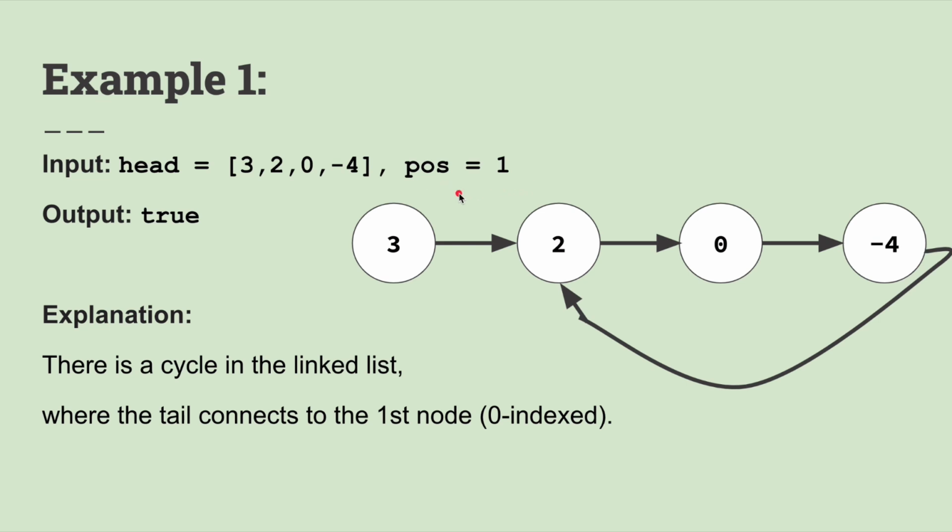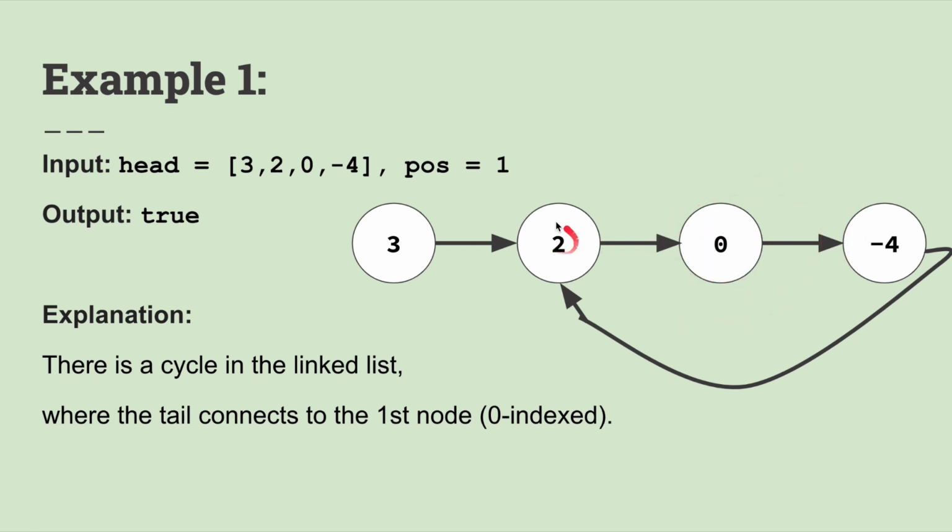So is it correct or not? If yes, return true, otherwise false. Okay, so there is a cycle in the linked list where the tail connects to a node at index 1. If you see here, there is a cycle like this, right? So this will become a cycle.